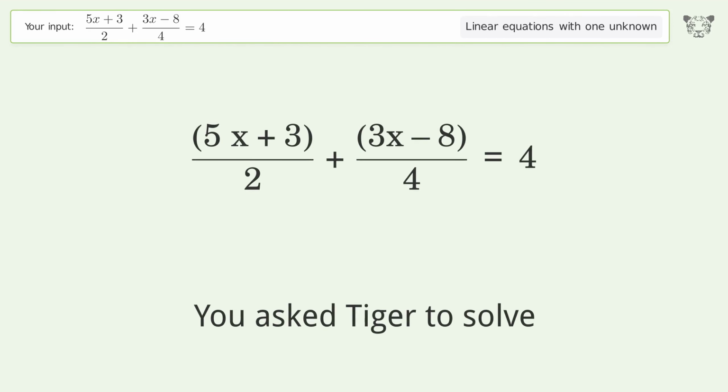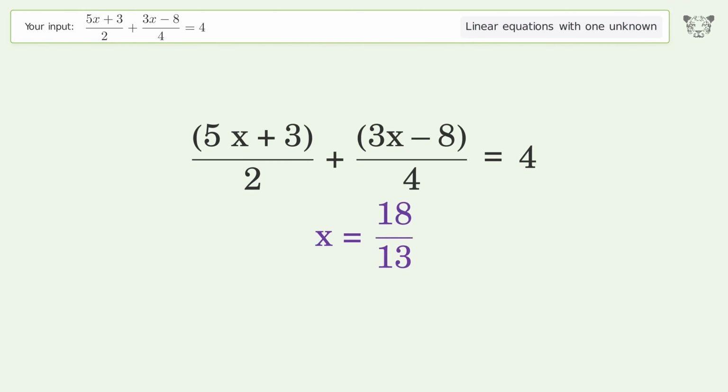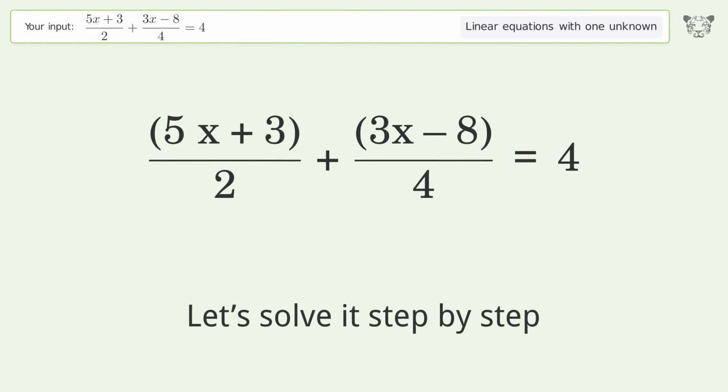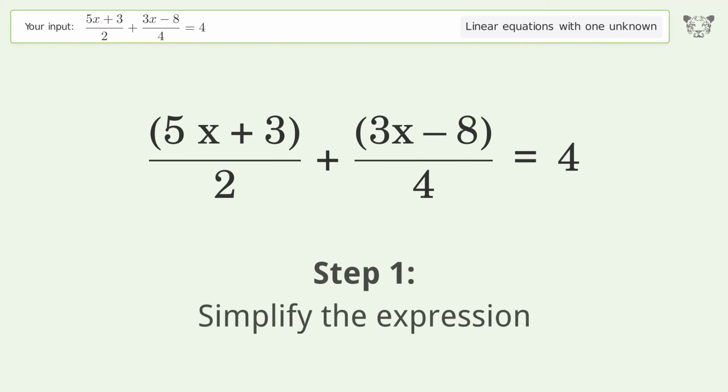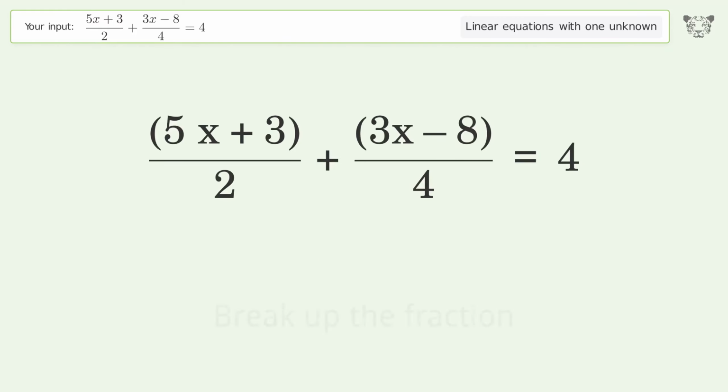You ask Tiger to solve this. This deals with linear equations with one unknown. The final result is x equals 18/13. Let's solve it step by step. Simplify the expression. Break up the fraction.